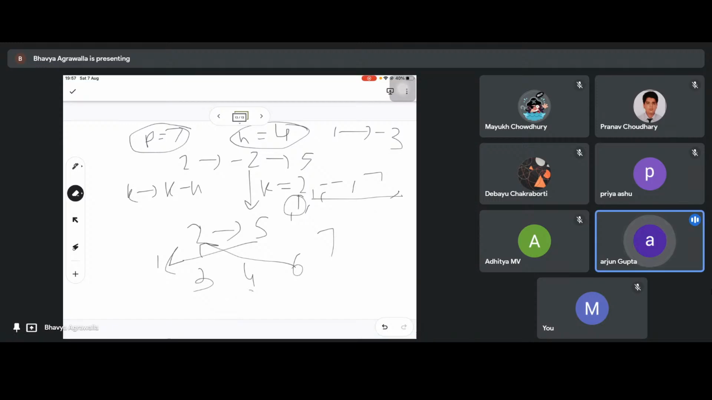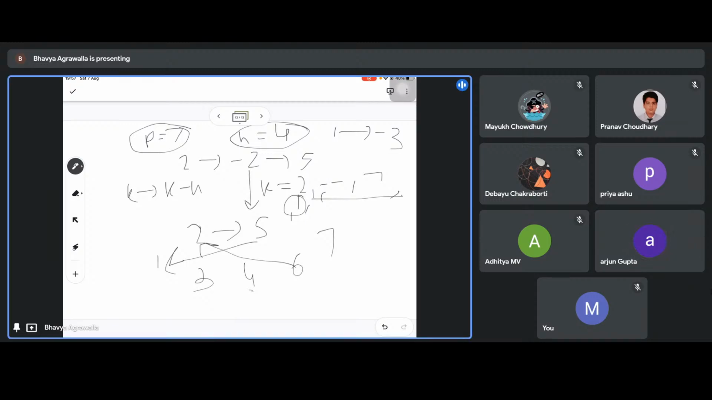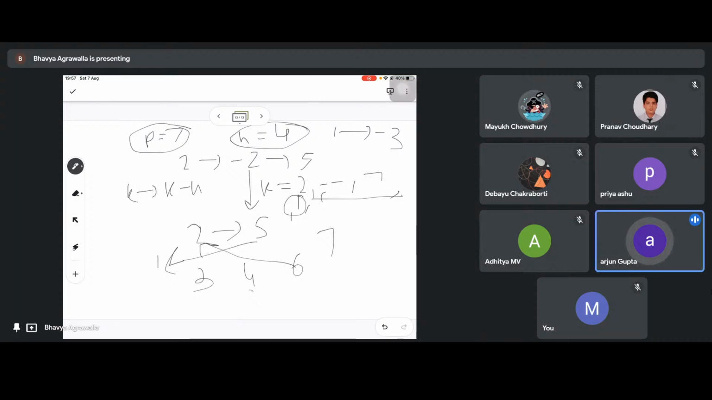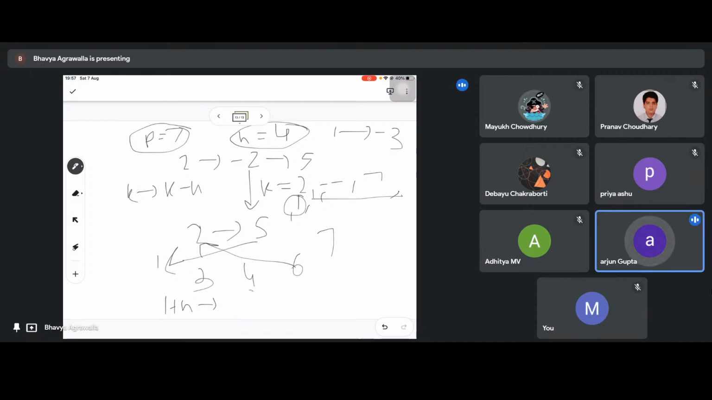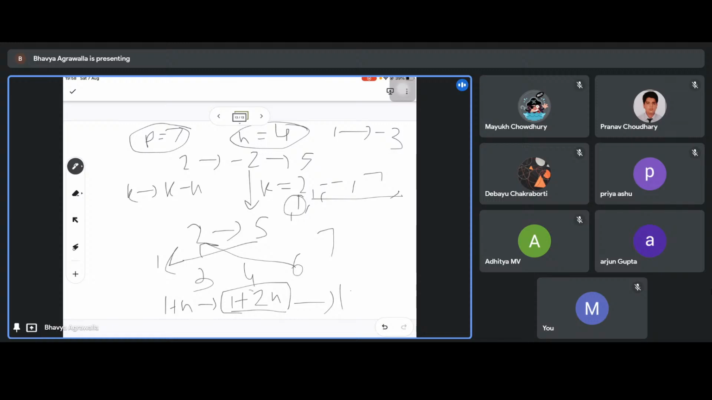Okay, I will give a much cleaner argument. We know that 1 and 1 plus n are connected. Then we know 1 plus n and 1 plus 2n are connected. What if 1 plus n turns out to be 1? It can never be 1 because GCD of p comma n is equal to 1, so 1 plus kn is never equal to 1. Yeah, that's the correct argument.